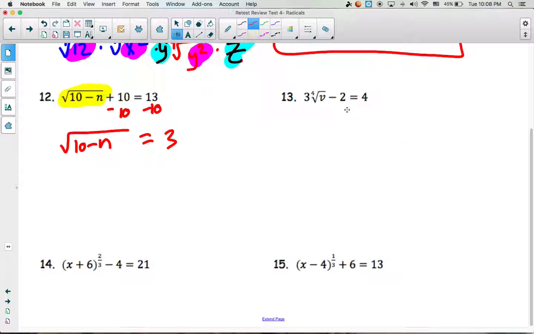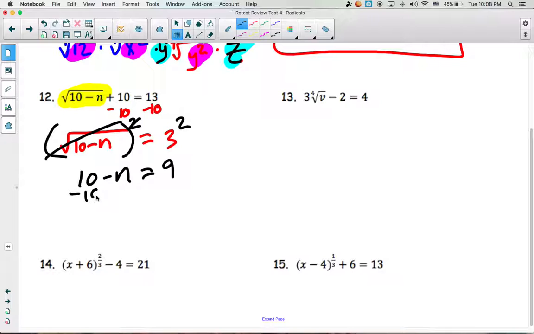And we learned earlier that if you have a square root, to cancel out a square root, you must square it. But if I square the left side of my equation, I must square the right side as well. So the square root and the square cancel, and that's just going to leave me with 10 minus n equals, and then 3 squared is 9. And now I can solve for the variable n.